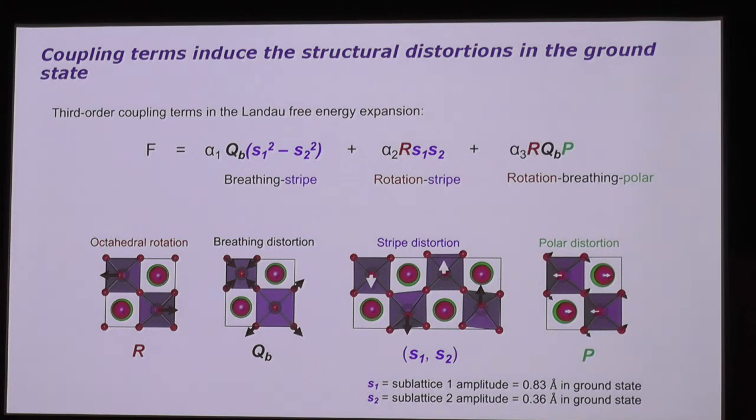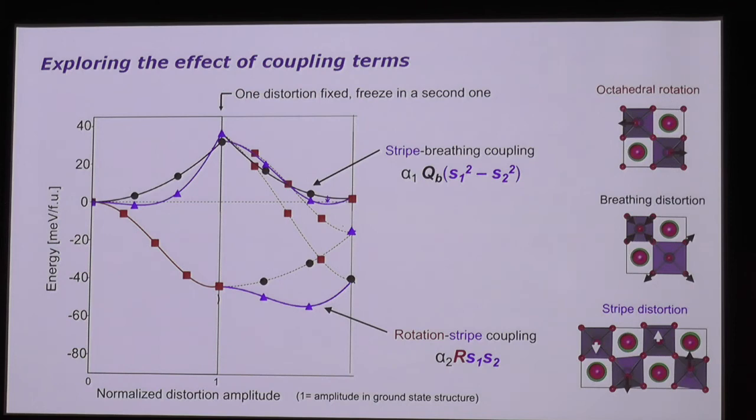So we can look at the effect of these couplings on the energetics by going back to our energy surface. Starting here, where we have one of the distortion amplitudes fixed, we can then freeze in a second one, and that resulting energy surface will show us the impact of that coupling term on the energy. For example, here, this blue one, we've fixed the octahedral rotation and we're freezing in the stripe distortion. You can see it's lowering the energy. Up here, this black highlighted one, we've fixed the stripe distortion and frozen in the breathing distortion. We see there's a strong lowering of energy.